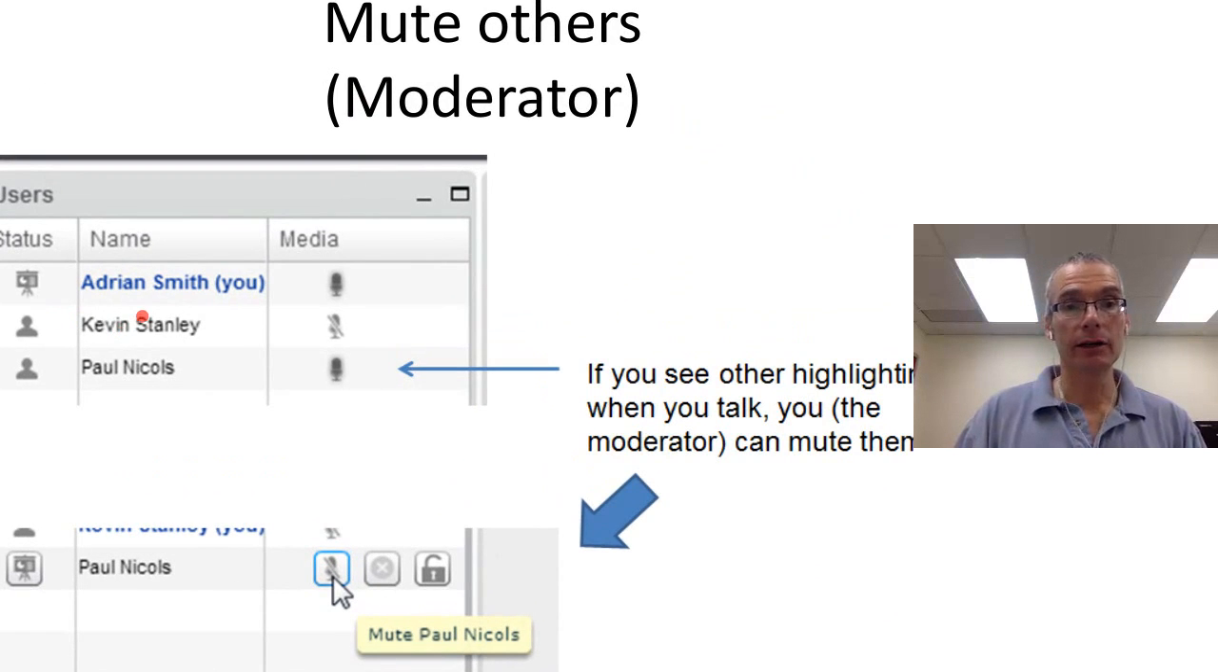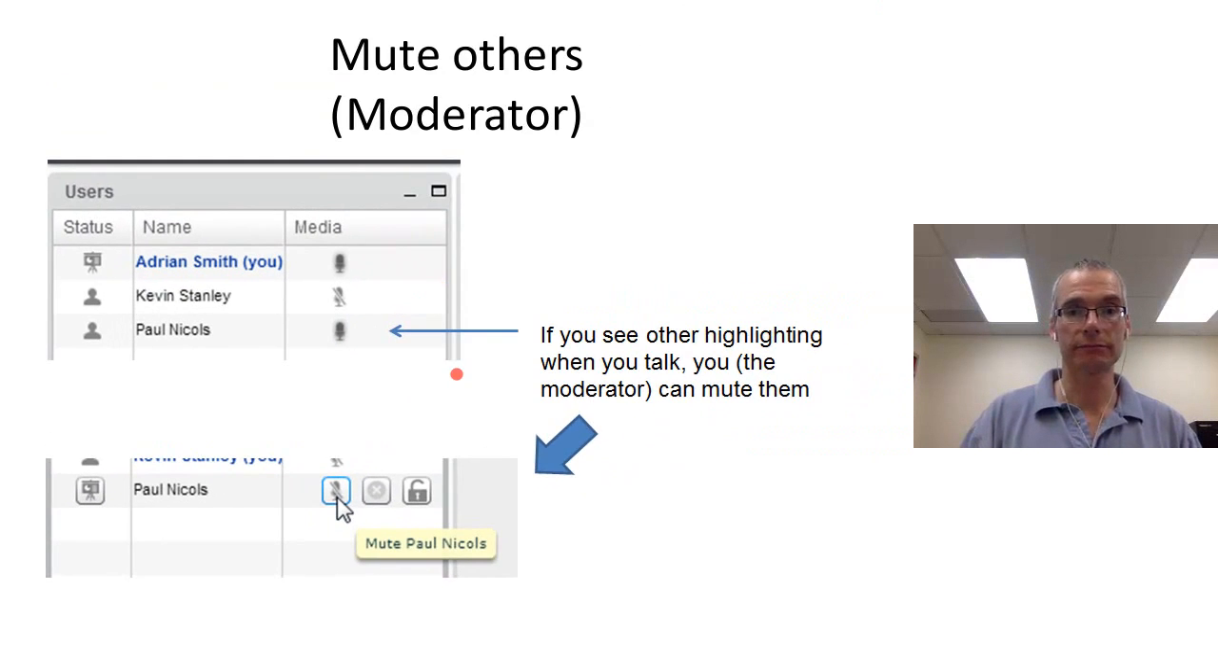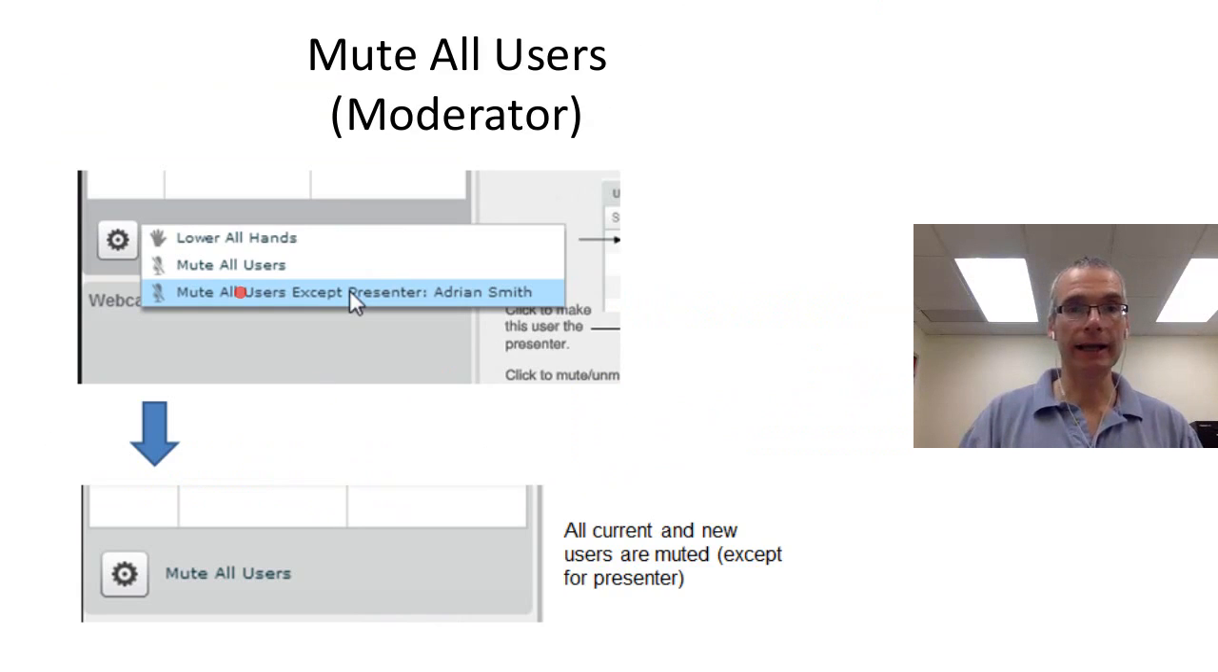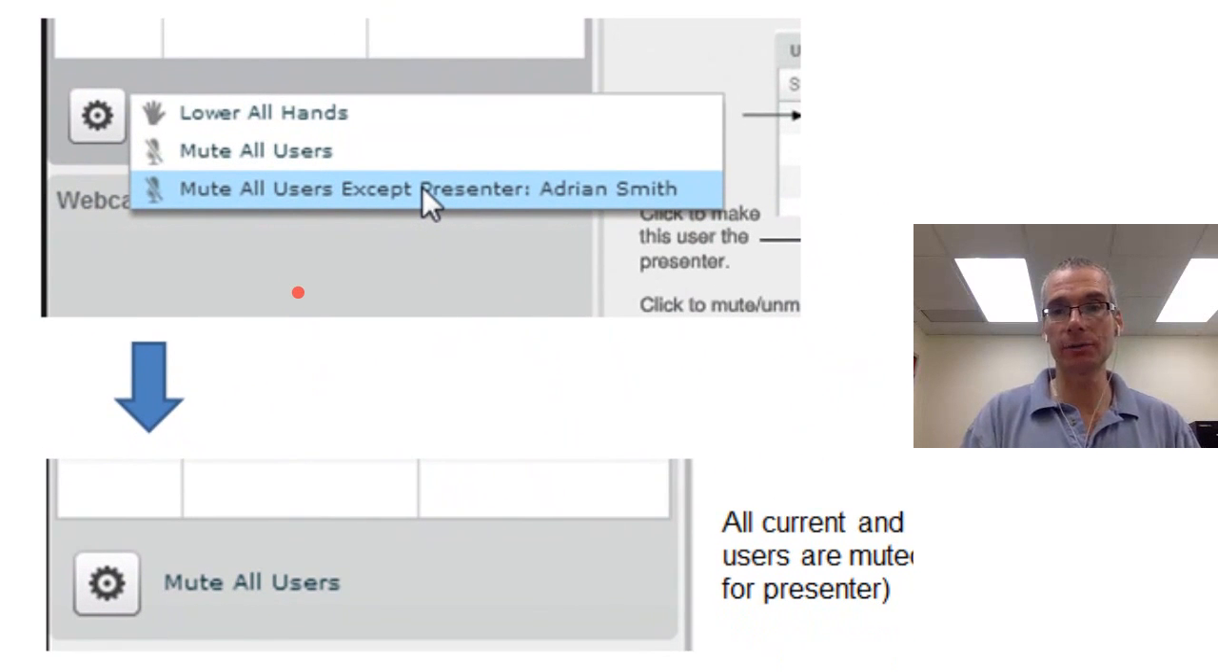As a moderator, you also have the ability to mute and unmute other users as well. So if you are talking and someone's causing a lot of background noise, you can always click on their icon to mute it. And you also have the ability to mute everybody else as well. Again, one of the technical folks will do that. They'll probably just set mute all users.